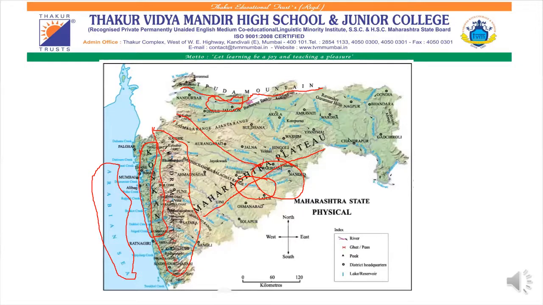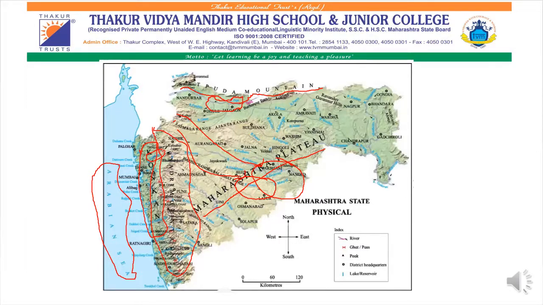Now, question number 8 is, write the names of any two rivers which have their origin in the Sahyadri mountain and flow into the Arabian Sea. That is the Savitri and Vaitarna. Here you can see the Vaitarna river, and it originates from the Sahyadri mountain. Near the Sahyadri mountain, the name Vaitarna is given. You have this map in your workbook also and the textbook also.